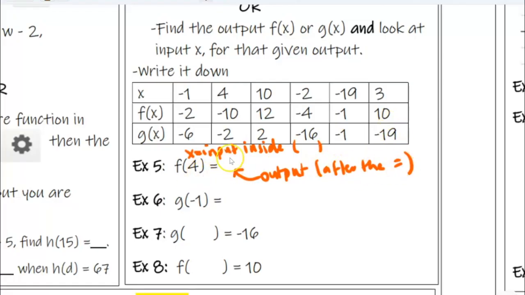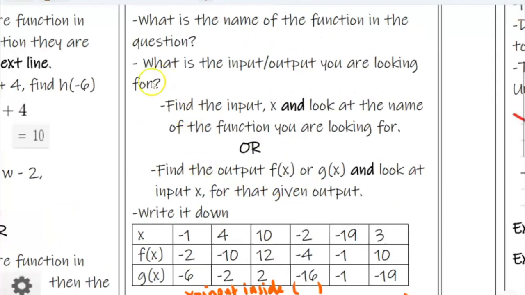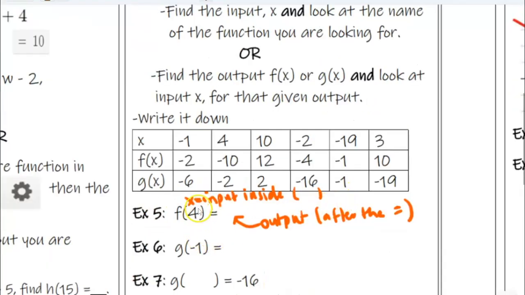Okay, so what am I looking for? I'm looking for the output because right now I have something in my input. So find the input, that's not what I'm looking for. Find the output. So I'm looking for my output. So as I'm looking for my output, f of x or g of x, what I do is I look at the input x for that given output. Okay, so what's the input I'm given? 4, right? So they're saying I go to x and I look for the input 4 because that's my input. I'm going to kind of put a box around that. And then it says, look at the input x for that given output.